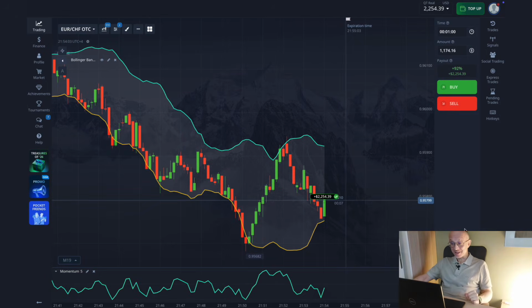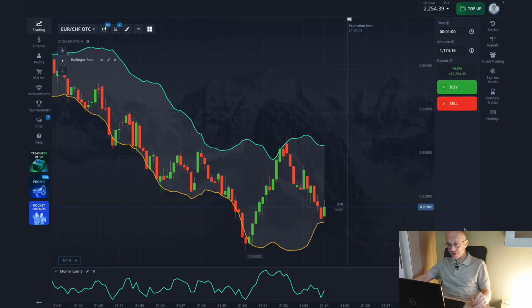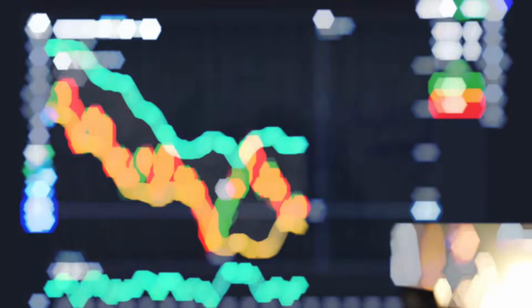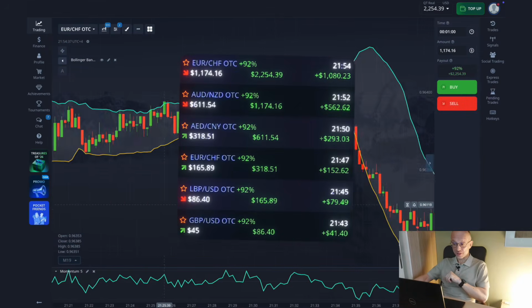The final result is a profit of $1,080. The balance reaches $2,254. Let's sum up. I'm happy with the result. My balance has grown from $47 to $2,254.